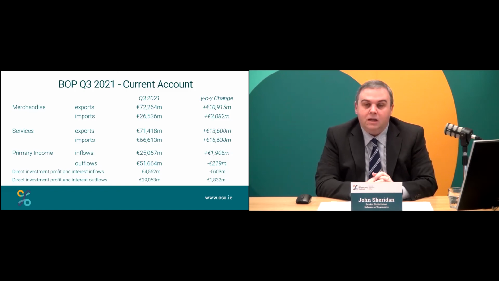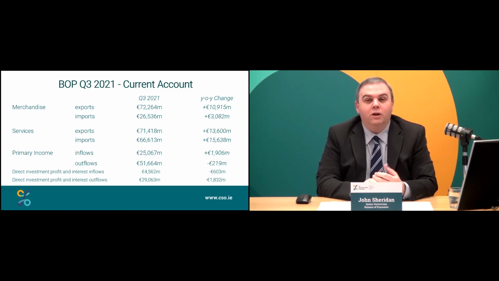Looking at the part of these that's made up of direct investment, profit and interest, the inflows are 4.6 billion, which are down 603 million on the same quarter last year, and the outflows are 29.1 billion, which are down 1.8 billion on the same quarter last year. So the direct investment income outflow net has decreased by 1.2 billion, and the rest of the decrease in net income outflows of 2.2 billion is spread across portfolio and other investments.